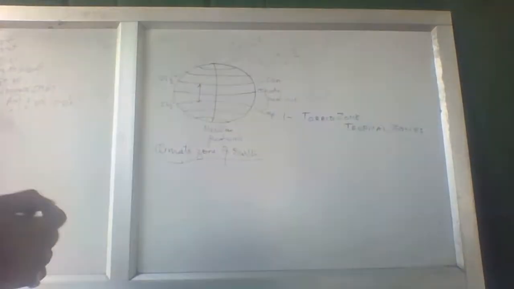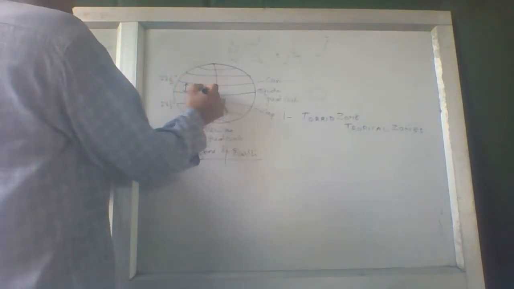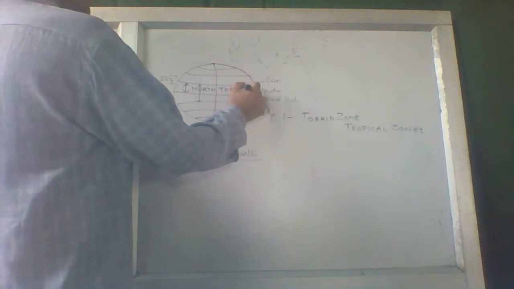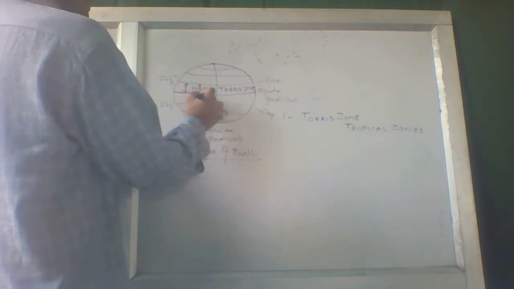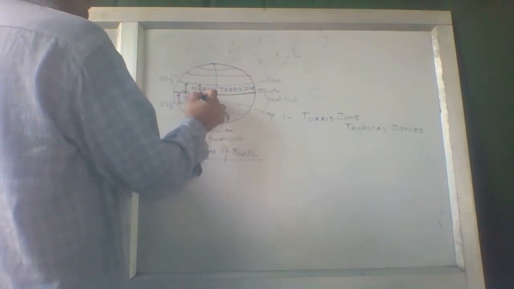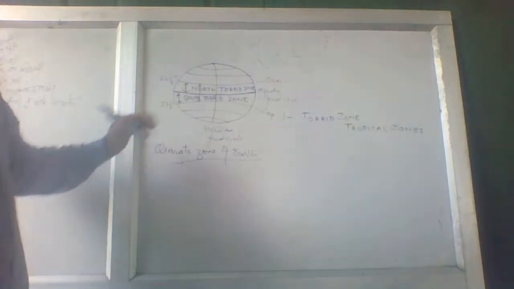Okay, now the equator is dividing the torrid zone. The area between these, as we have seen, the equator divides into the north torrid zone and the south torrid zone. So this much part is known as the north torrid zone. The equator is here, and this is the south torrid zone.